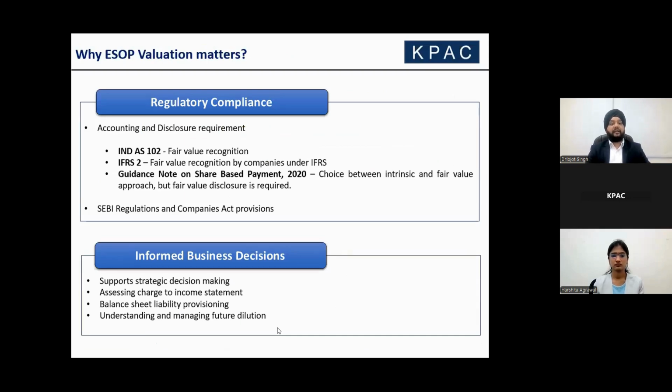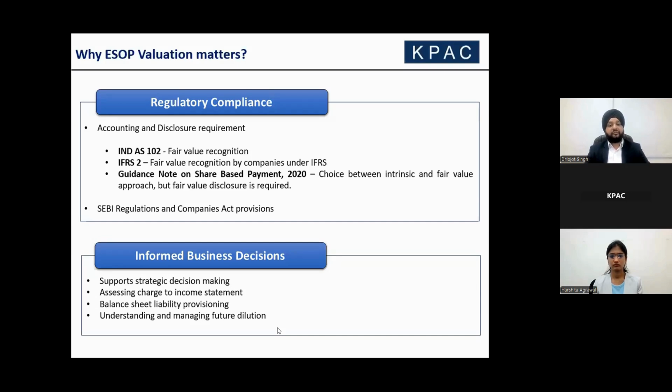Now, why is there so much buzz around ESOPs lately? Well, one of the big reasons is regulatory compliance. That includes SEBI regulations for listed companies, Companies Act provisions for unlisted ones, and disclosure requirements as per Ind AS 102, IFRS 2, and the guidance note. An interesting point to note here is that under Ind AS 102 and IFRS 2, expense recognition is based on the fair value approach, whereas under the guidance note, the company can choose between the intrinsic value or fair value approach. However, they would still need to prepare disclosures on a fair value basis.